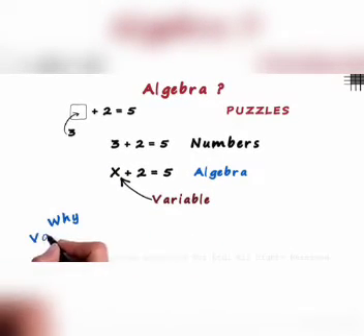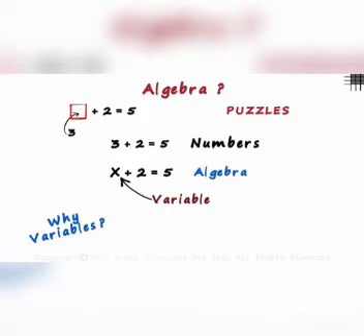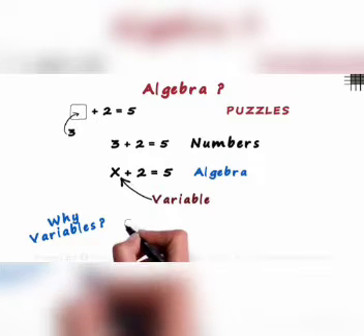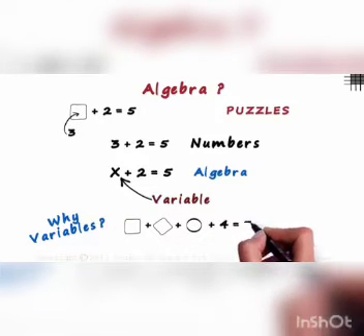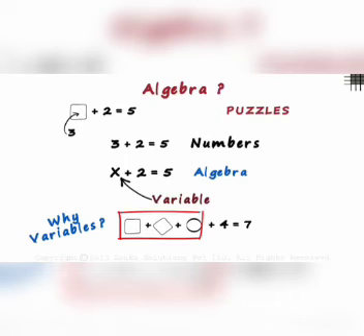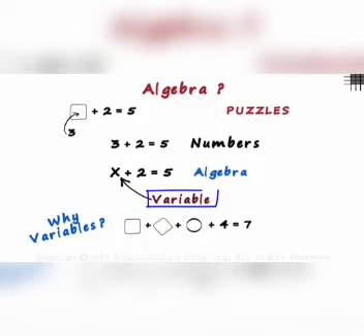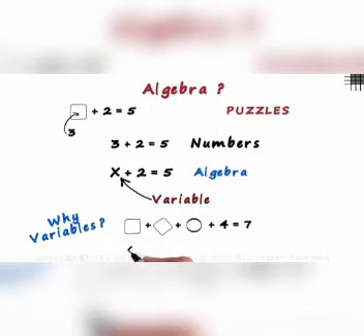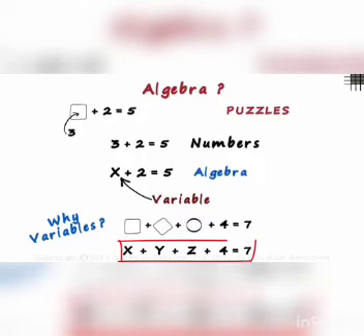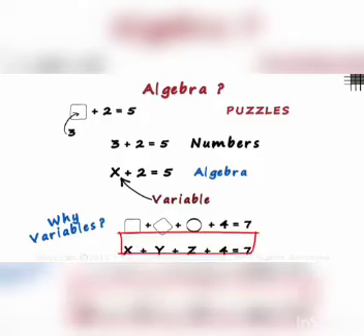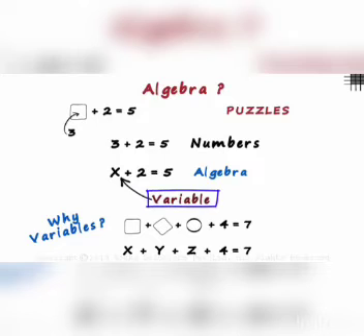But why use variables? Why not boxes like these? Let's assume there are 3 unknown numbers. Using shapes, we can write it as a square plus a slant square plus an empty circle plus 4 equals 7. You had to think of different shapes. Using variables, we can write it as x plus y plus z plus 4 equals 7. This was a little more convenient as compared to the previous case. But what's the real advantage of using variables?